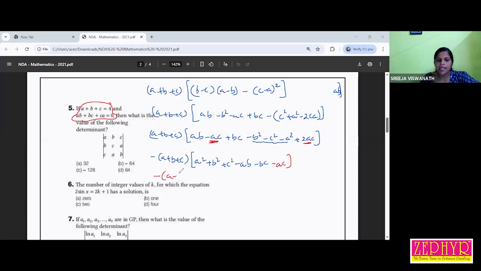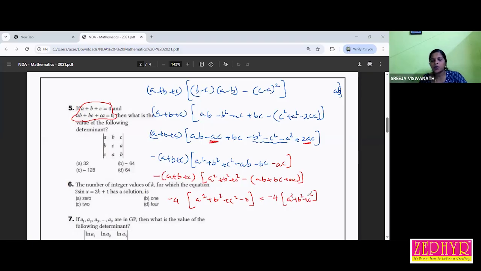That is here minus of A plus B plus C into A square plus B square plus C square minus of AB plus BC plus AC. So this is minus 4 into, given that A plus B plus C is 4, minus 4 into A square plus B square plus C square. This is 0. So we get minus 4 into A square plus B square plus C square.